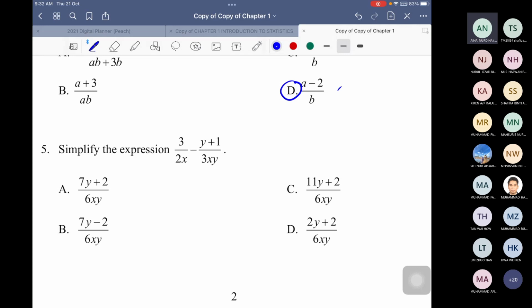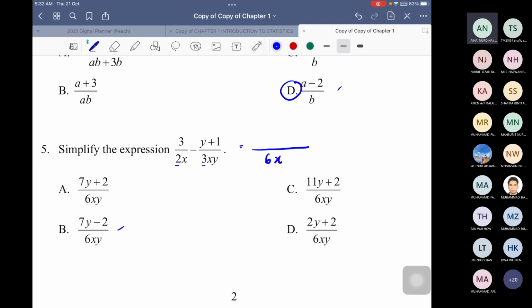Ini adalah operasi tolak. So kita kena samakan dulu dia punya penyebut. Dapat B. You dapat B. Okay, let's check whether it's going to be B. Okay, dia punya denominator. So, kalau kita tengok ni, dia ada nombor 2 dan 3. So, what is the common number antara 2 dengan 3? So, the common number is going to be 6.